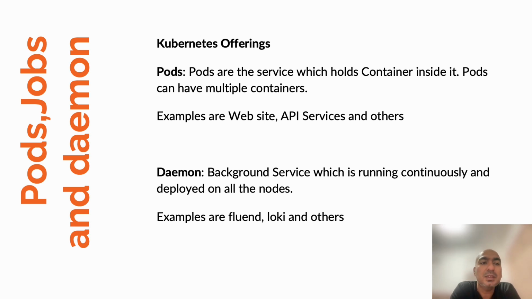The last is the daemon. A daemon is a service which will run in the background. Mostly it is used for administrative activity. For example, if you want to log certain information, for logging there are fluentd or Loki, which are used majorly for logging. Falco is again a security service, which manages any security threats or incidents that happen. So this kind of activity is done by daemons.